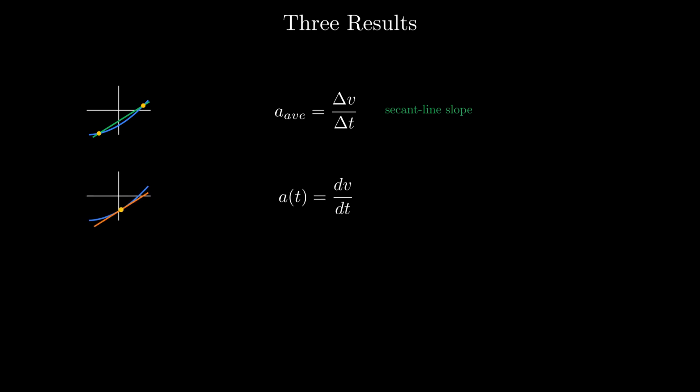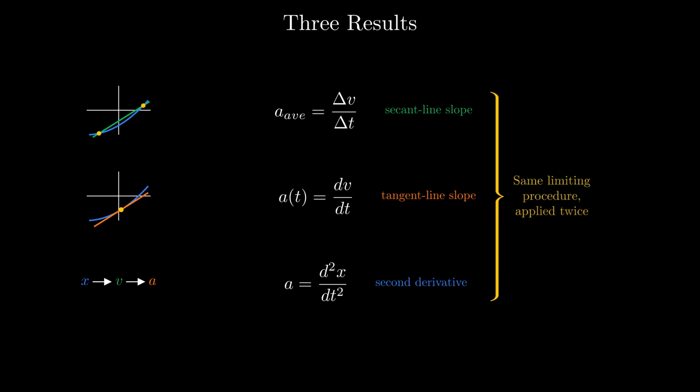Three results tie this section together. Average acceleration equals delta v over delta t, the secant line slope on the velocity time graph. Instantaneous acceleration equals dv dt, the tangent line slope, found through the same limit that defines velocity. And acceleration is the second derivative of position, d squared x over dt squared. One procedure, applied twice, builds the full kinematic picture from positions through velocity to acceleration.